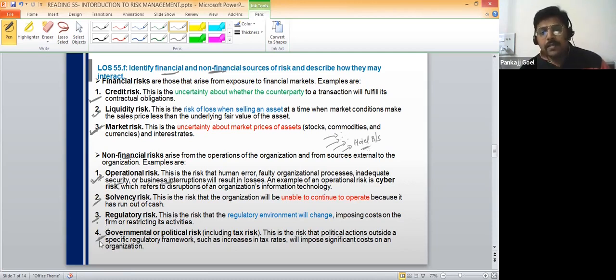Government or political risk. So for example, tax rate. We are operating in an industry, and for example, the government has increased the taxes. The government has increased the taxes on the raw material, or on the final product. So that kind of thing. So these kinds of risks are also there.